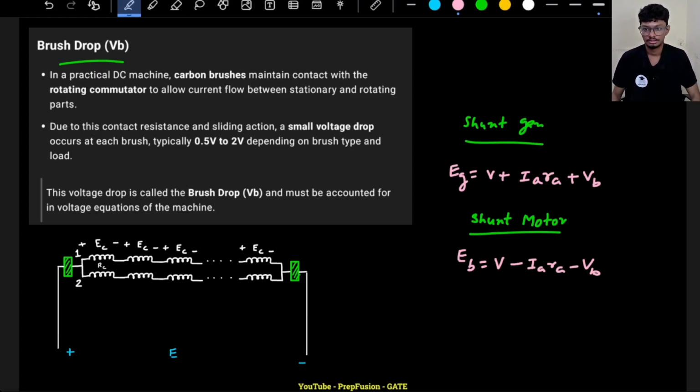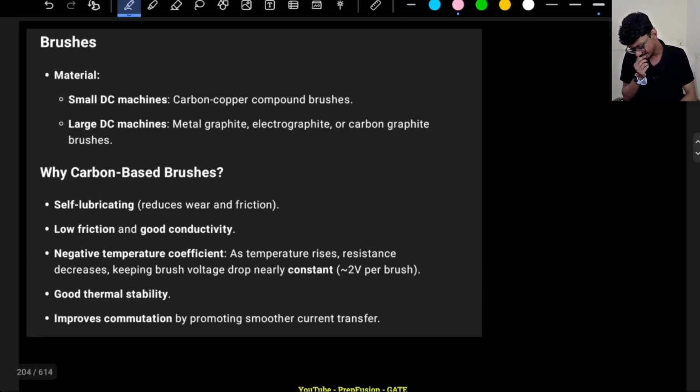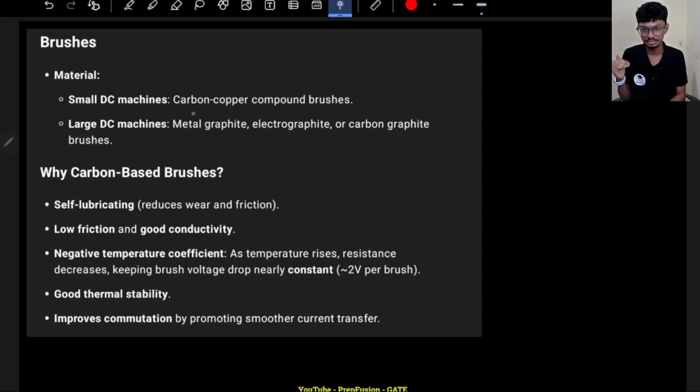Okay, so these are a few materials from which brushes are made. For small machines, carbon copper compound brushes. For large machines, graphite and electrographite. These support more current, while the others support a lower amount of current because they are less costly.